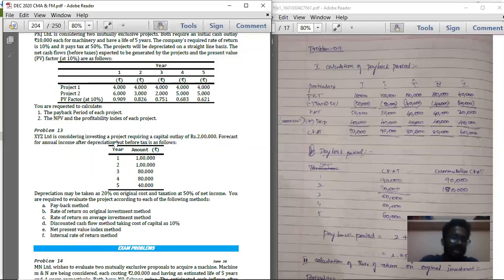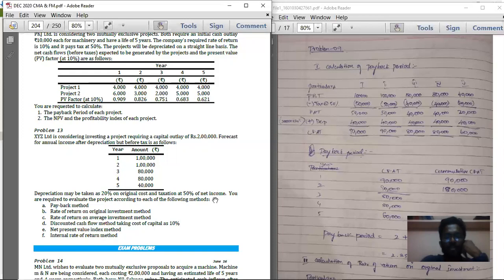So XYZ Limited is considering investing in a project requiring a capital outlay of 2 lakhs. So investment is 2 lakhs. Forecast for annual income after depreciation but before tax is 1 lakh, 1 lakh, 80,000, 80,000 and 40,000 for the 5 different years. Depreciation may be taken at 20% on original cost. Original cost is 2 lakhs, which means the straight line method. On that 20%, 40,000 is the depreciation every year.